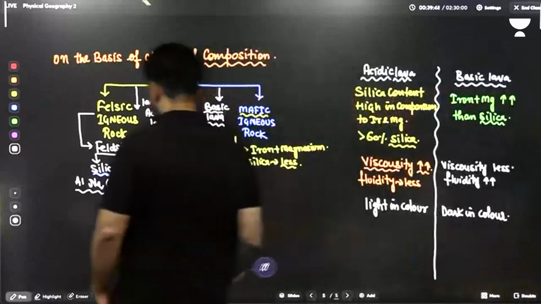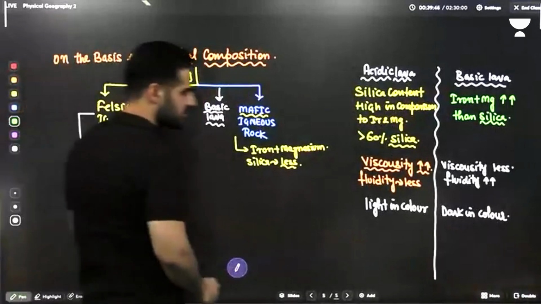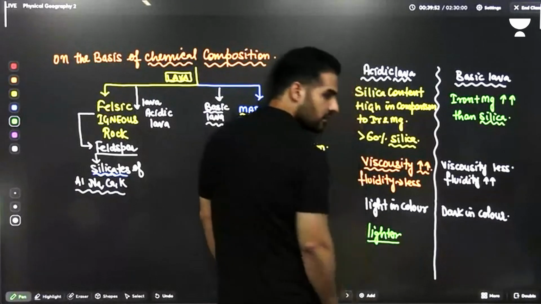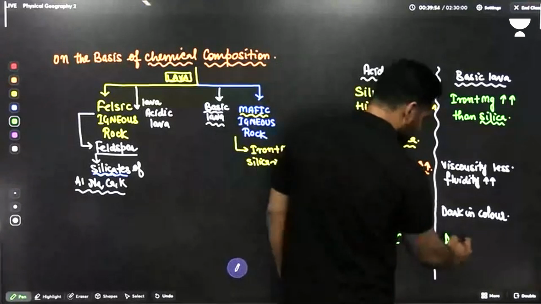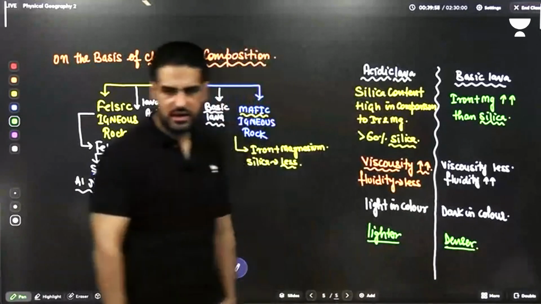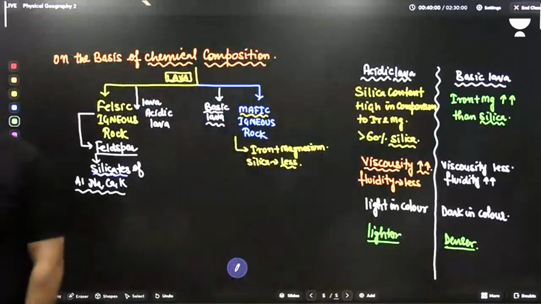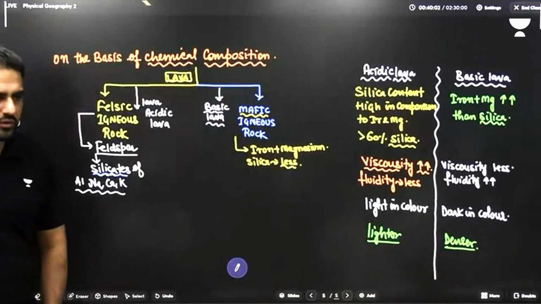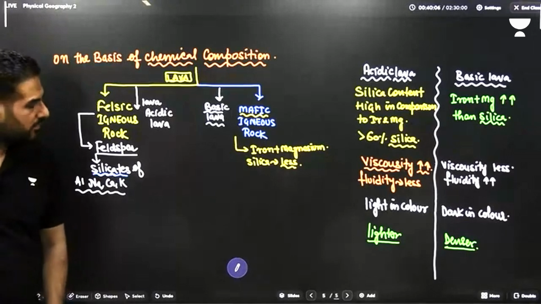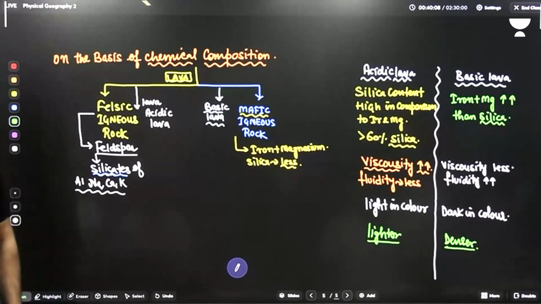Second thing is, whenever silica content increases in the rocks, they will be lighter in terms of their density. And what will they be where iron and magnesium is present? Denser. In which iron and magnesium will be less and silica will be dominant, what will be such rocks? Lighter. Is this clear?